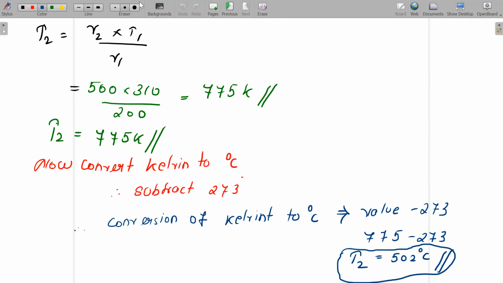Now we need to convert that into degrees Celsius. Hence, we converted that to degrees Celsius. Just subtract 273 from the Kelvin value. It will give you the final temperature in degrees Celsius. Any doubts? Is it okay? Fine.